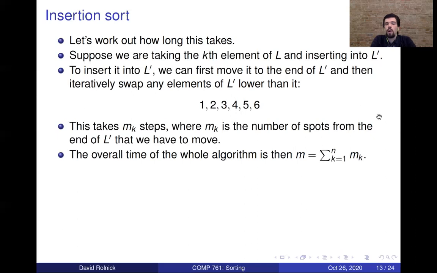So the overall time of the whole algorithm is going to be just the sum of all of these mk. I do this with the first element of L, and that's really easy. L prime is just that one thing. And then I do the second element of L, and I have to work out whether to put it before or after the element that's already there, and so on.